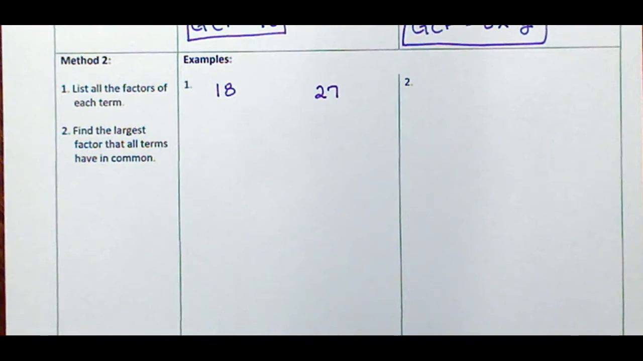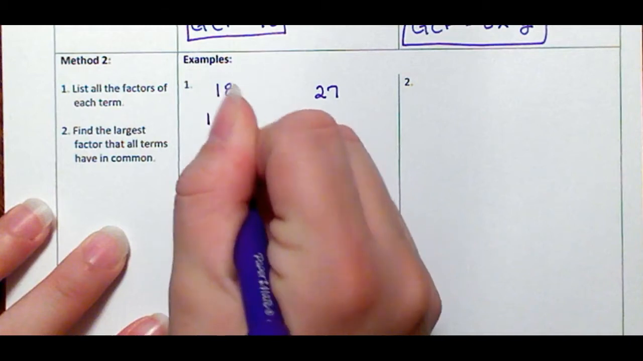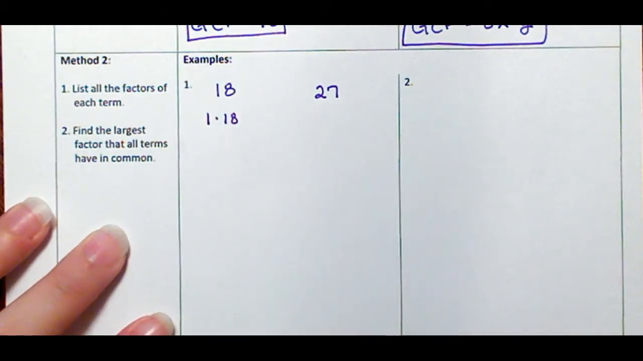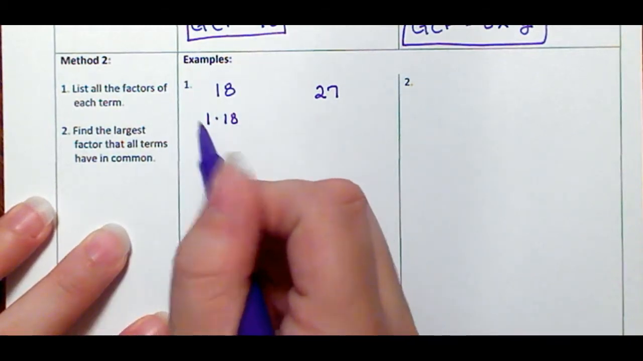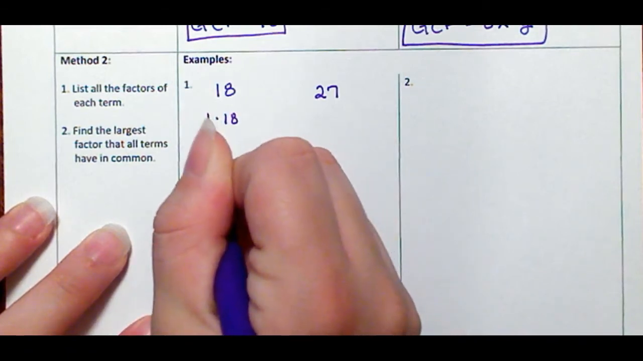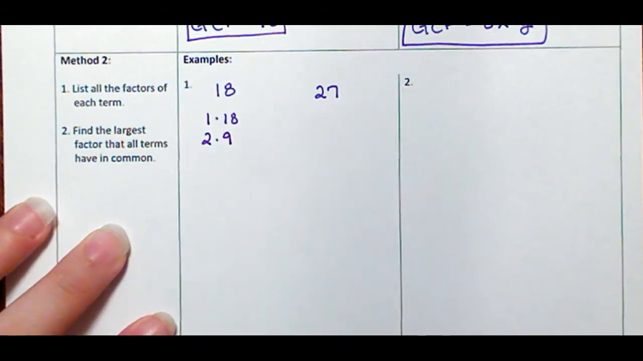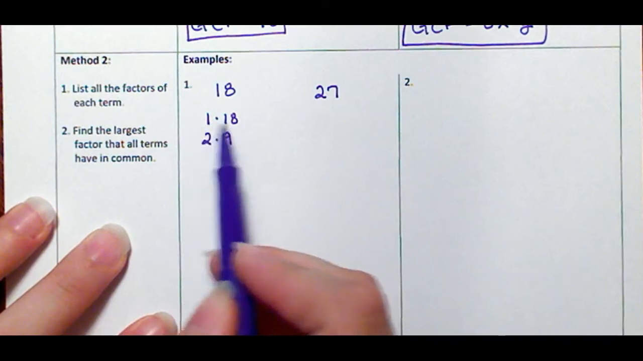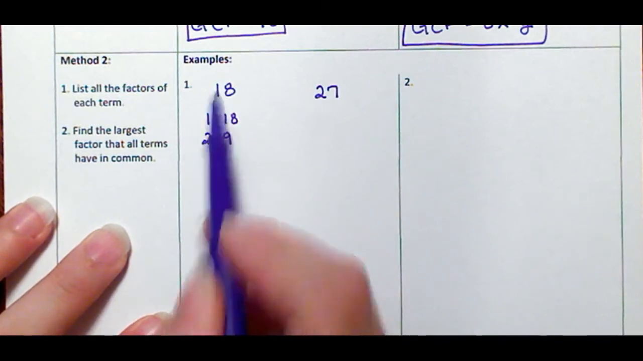So what I mean by list out all the factors is, what can you multiply together to equal 18? Usually I start at the beginning, with the number 1. Every number has the factor of 1. So 1 times 18 is 18. Then I go to 2. Does 2 go into 18? Yes. 2 times 9 gives me 18. These are factors of 18.